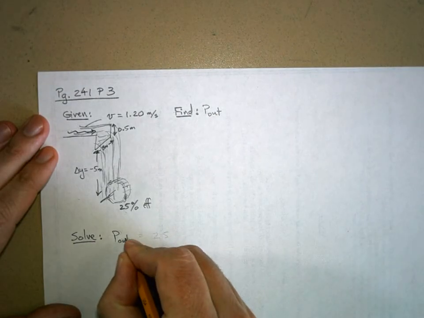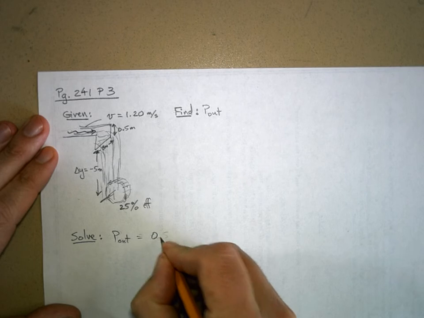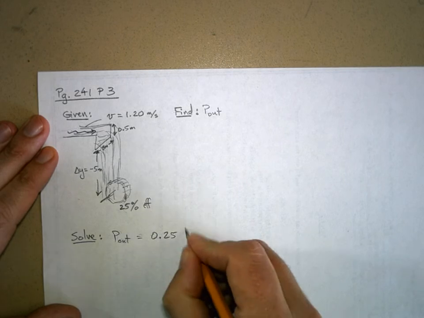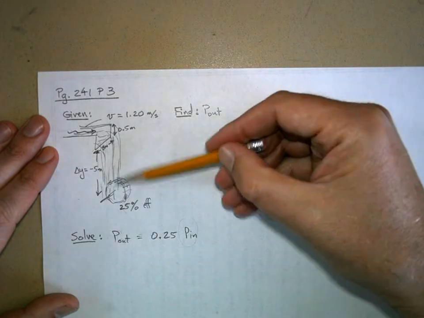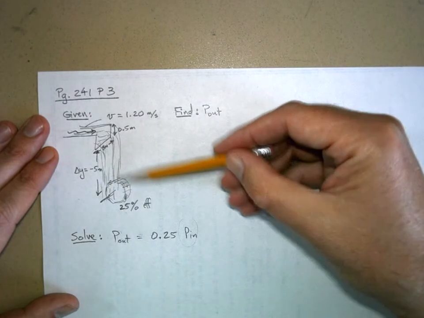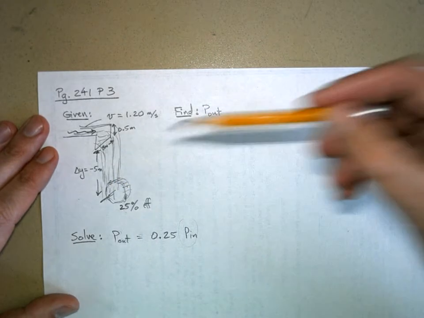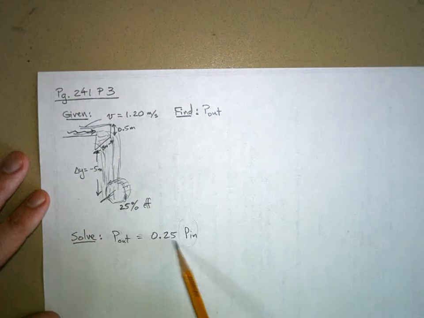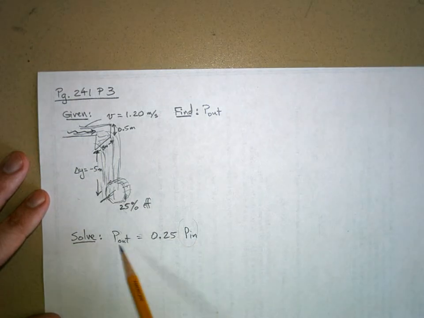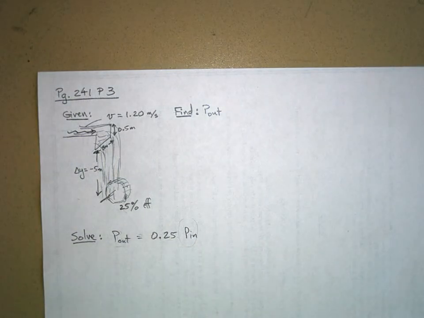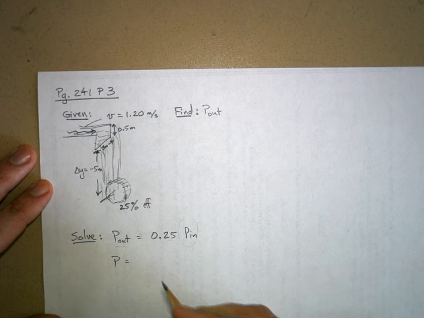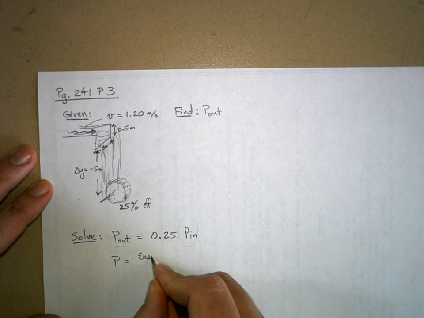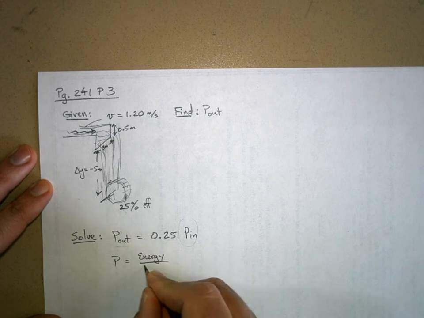The power out is equal to 0.25 of the power in. This is the power that is received by the generator, to make it spin. And it's only able to convert 25% of that into electrical energy. So we have to figure out what this power in is. Well, remember what power is. Power is energy per unit time.